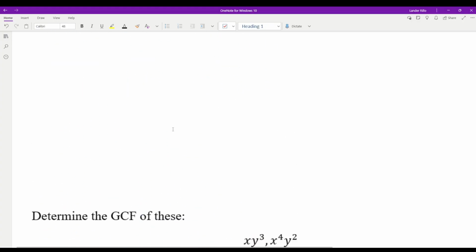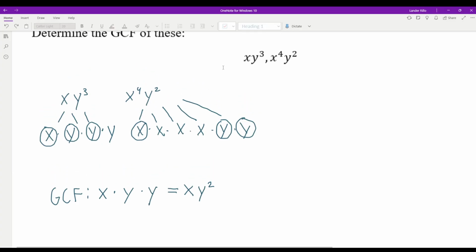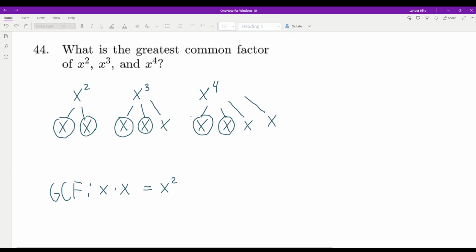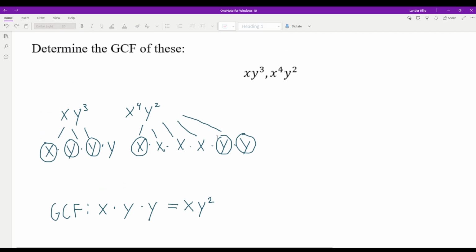Now, you might be thinking, is there a better way to do this? Well, imagine if you had a y to the power 6, you'd have to write y 6 times, which would be very tedious. Well, there is a strategy to do this, but it only works for variables. If you just look at the exponents, you can just say the smallest variable power between them.